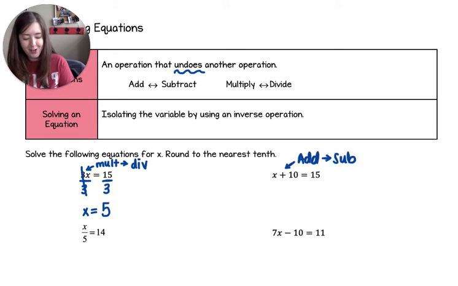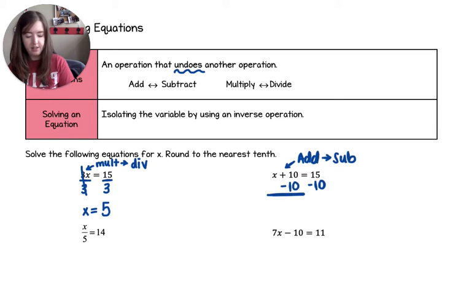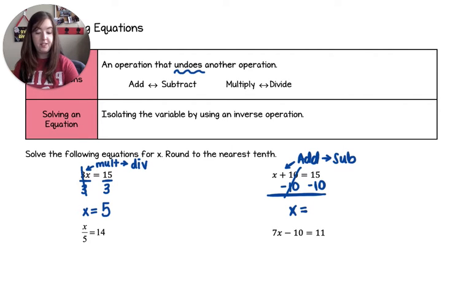So if I want to subtract 10 from this side, I have to subtract 10 from this side as well. I have to keep it even. So let's take a look at that. 10 minus 10 is 0. So x plus 0 is just x equals, and then 15 minus 10 is 5. Now that we have our variable by itself, we're done. Okay, let's look at the next one.